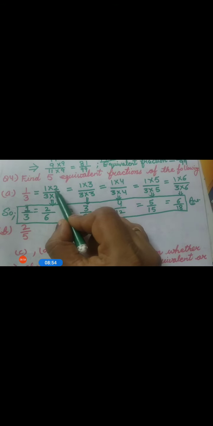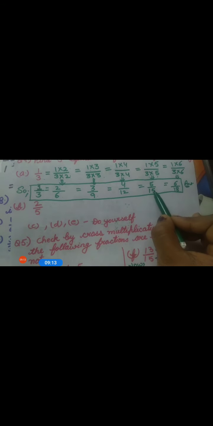In question number 4, we need to find 5 equivalent fractions of the following. 1 upon 3. We will be starting with 2. We will be putting 5 dashes here and starting with 1. Same number will be written here. 1 1 1 1 1, 3 3 3 3 3. We will multiply it by 2, then 3, 4, 5 and 6. And we will be writing our answer like this. 1 upon 3 is equal to 2 upon 6, 3 upon 9, 4 upon 12, 5 upon 15, 6 upon 18.